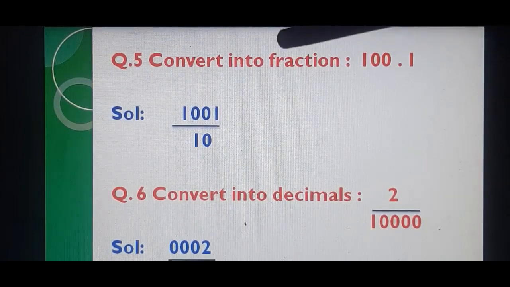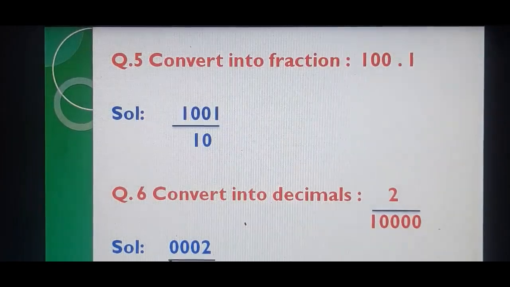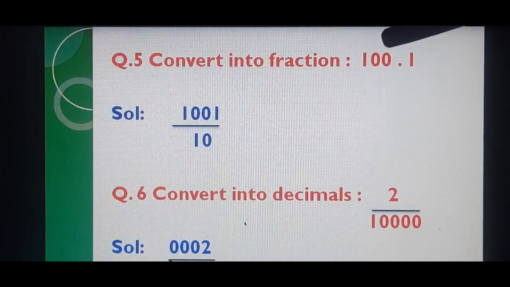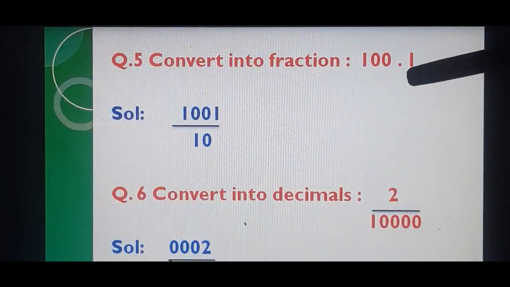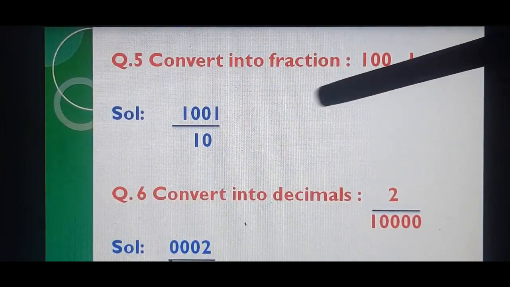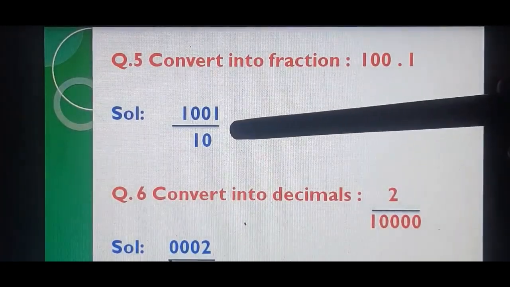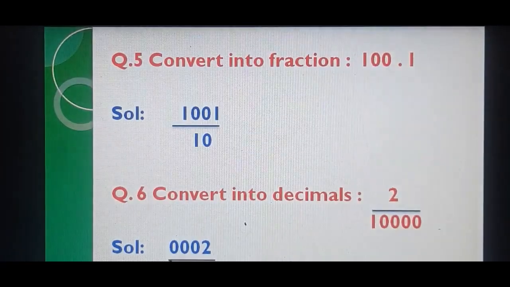Question number 5. Convert into fraction. 100.1. Convert into fraction means numerator upon denominator form. 100.1 can be written as 1001 upon 10 because after the decimal there is one digit. So the denominator will become 10. Right? So its fraction form is 1001 upon 10.